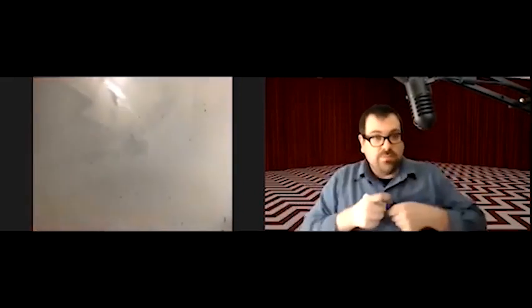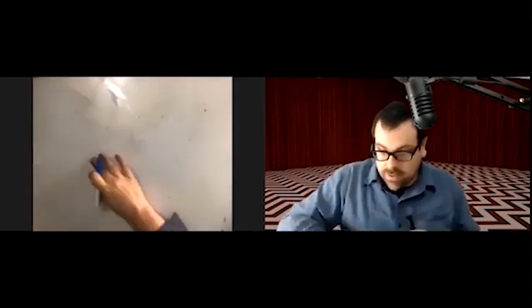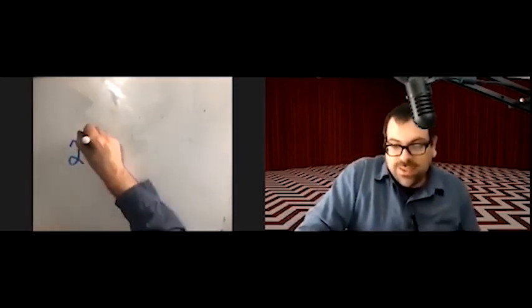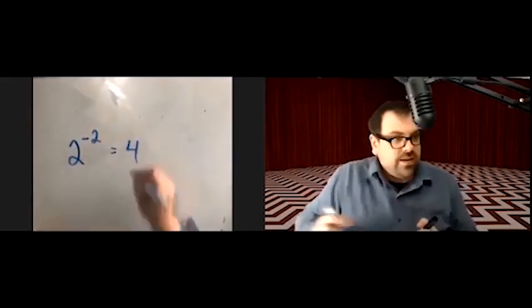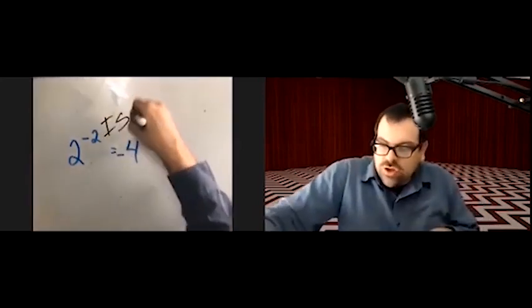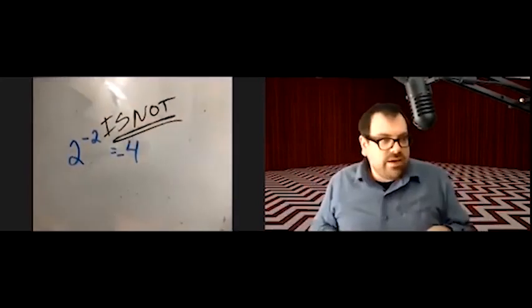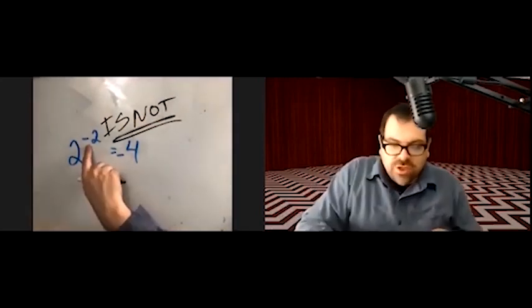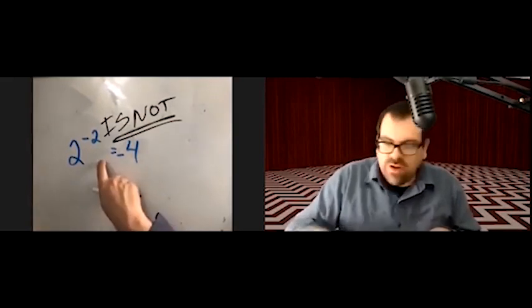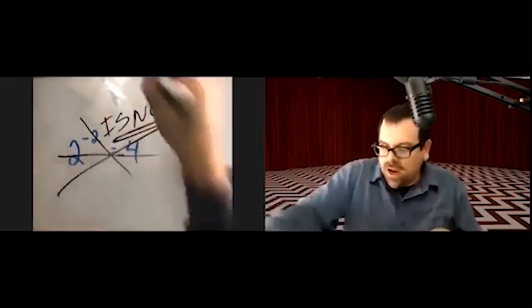So what's the mistake I'm trying to avoid by driving this home? That's really what you should care about. The mistake I'm trying to have you avoid is saying, for instance, that 2 to the negative 2 is negative 4, because 2 to the negative 2 is not negative 4. You can't just do 2 squared is 4 and make it negative because it's a negative number. No way, no how, never.